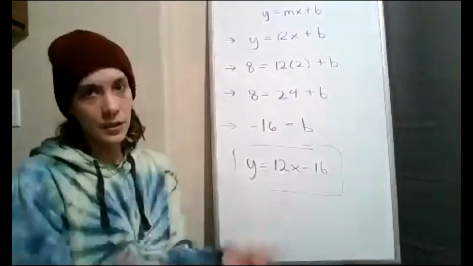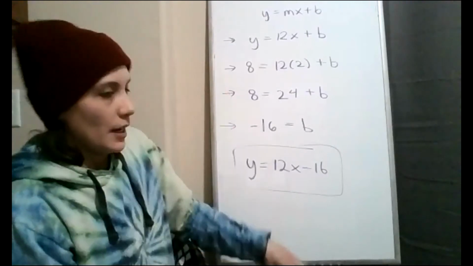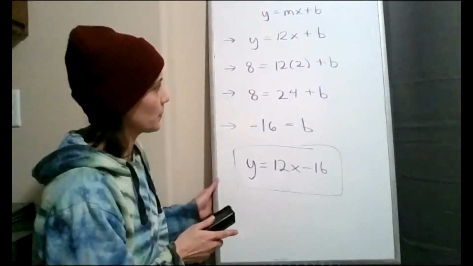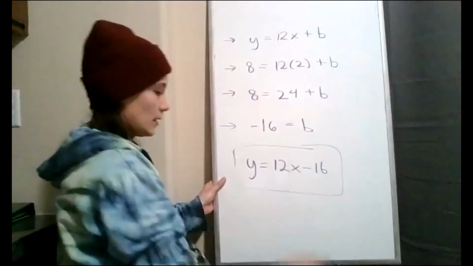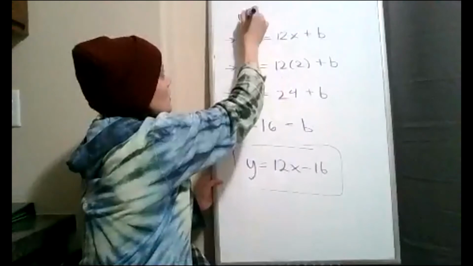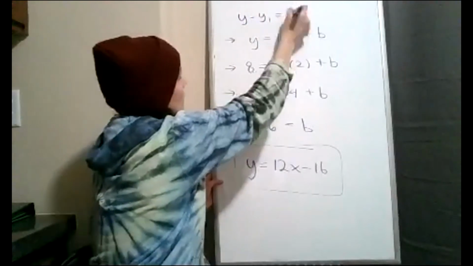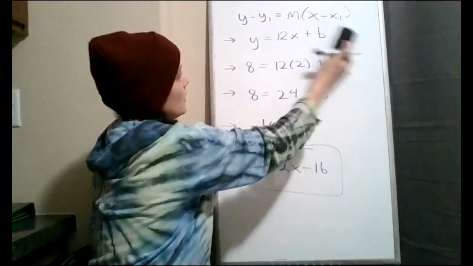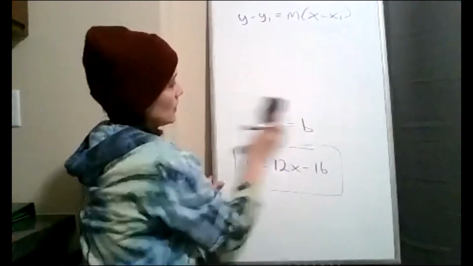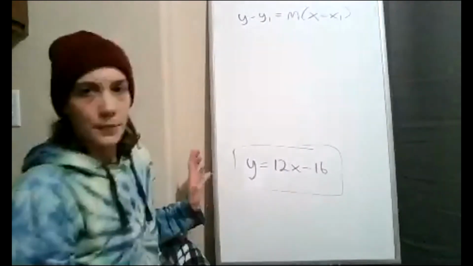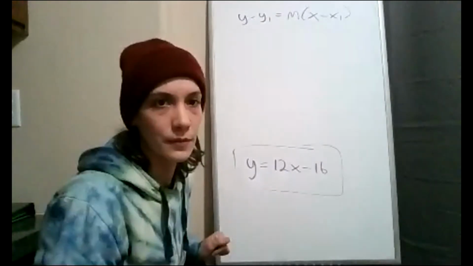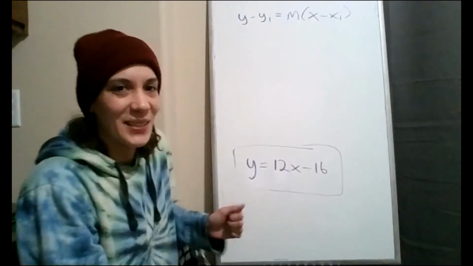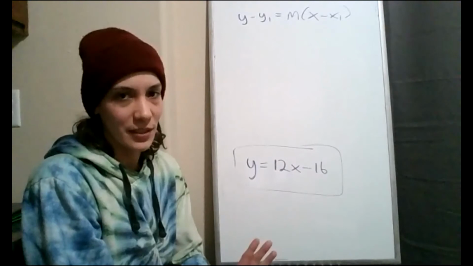All right, so we're going to do y minus y1 equals m times x minus x1. Let me try this again. Oh yeah, my internet's pretty slow. So if you ever have internet issues, I totally understand.